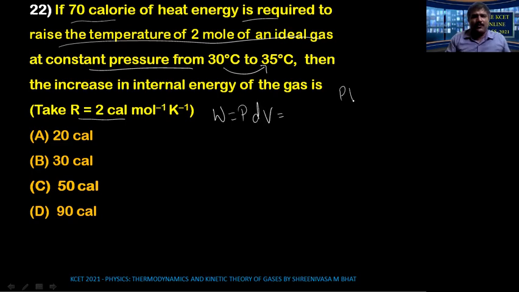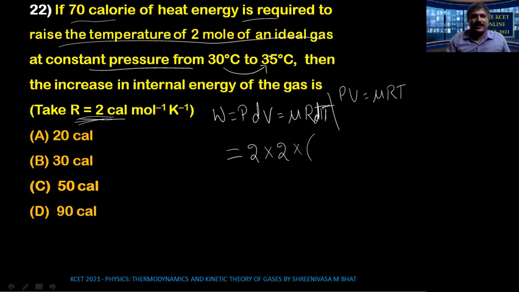PV equals mu RT, or nRT also you can write. So PdV equals mu R dT, change in temperature, because here change in temperature is given, not volume. Mu is the number of moles, 2 moles. The R value they gave is 2 calories. By mistake don't substitute 8.31. In terms of calories, it is 2 calories per mole per Kelvin, into the change in temperature.